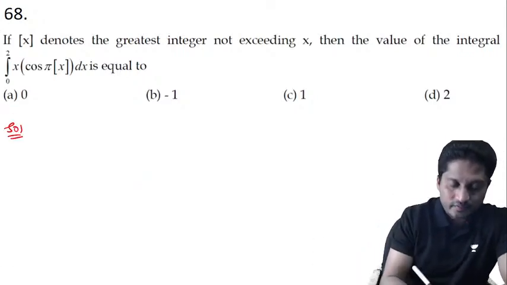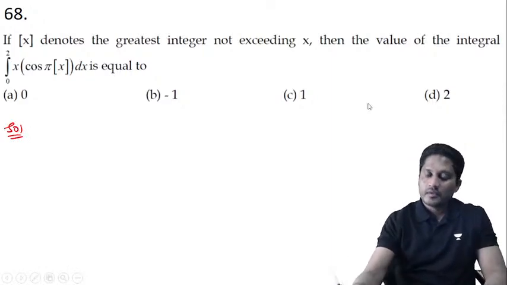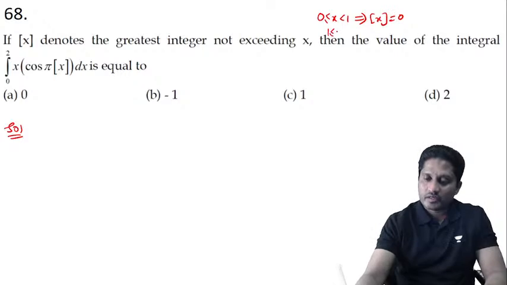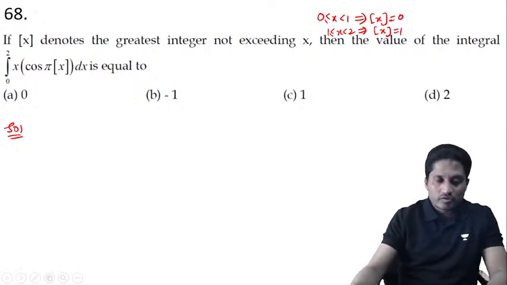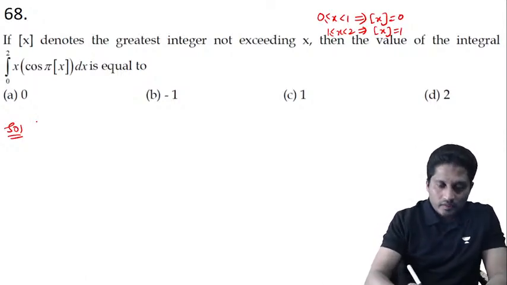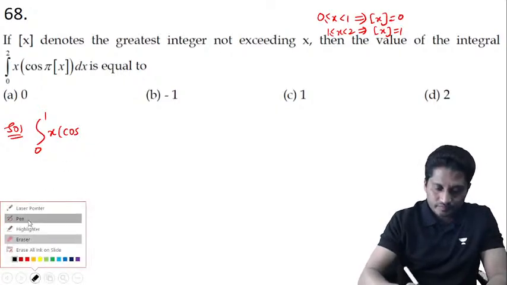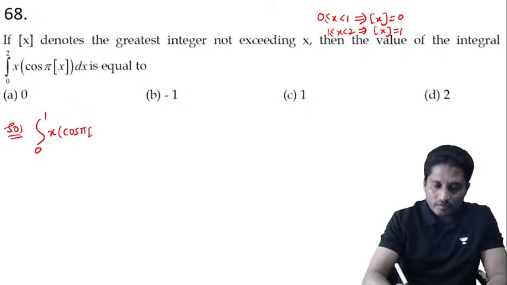Question number 68. We know that if x lies between 0 and 1, floor x is 0. And if x lies between 1 and 2, floor x will be equal to 1. If I use this logic, 0 to 2 can be written as integration 0 to 1, x into cos of pi into floor x dx, plus integration of 1 to 2, x into cos of pi into floor x dx.